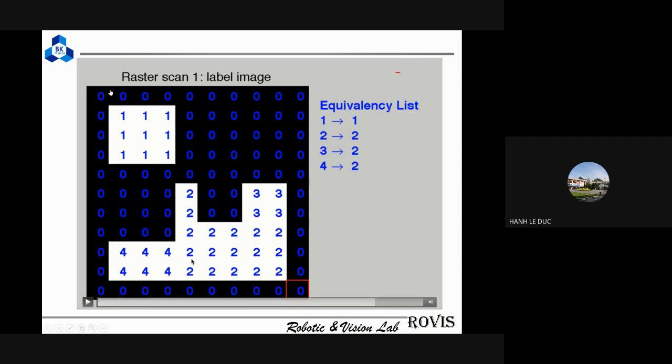So at the first scan, we will have four blobs. The scan is finished when you scan many times and the number of blobs does not change anymore. So that means you have to scan many times. Okay, so the second scan.